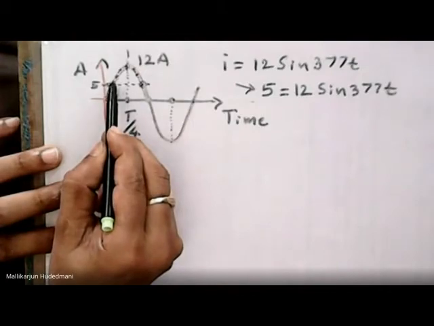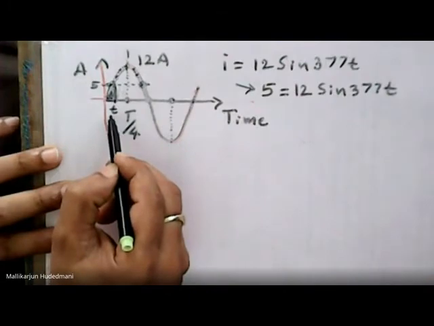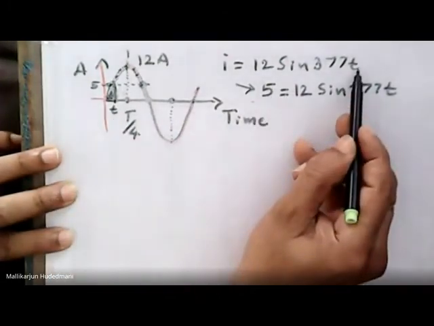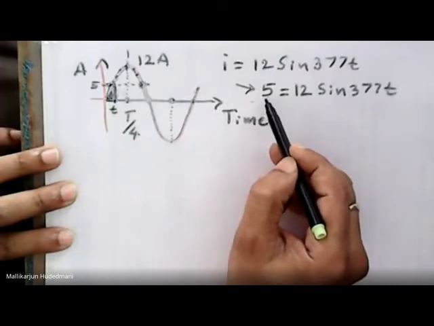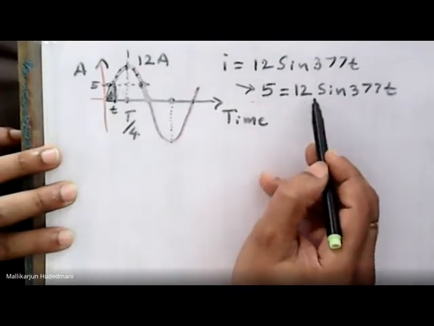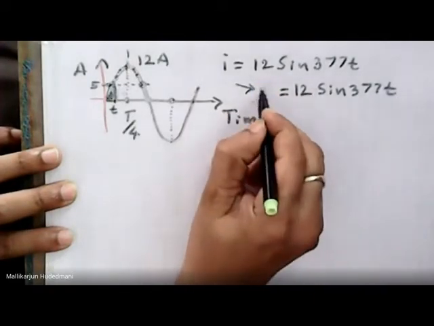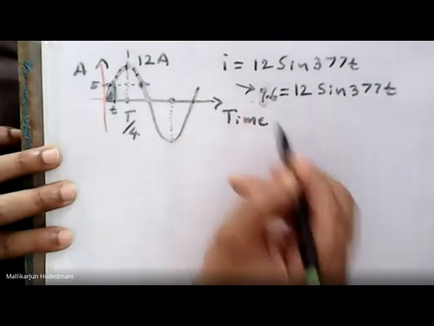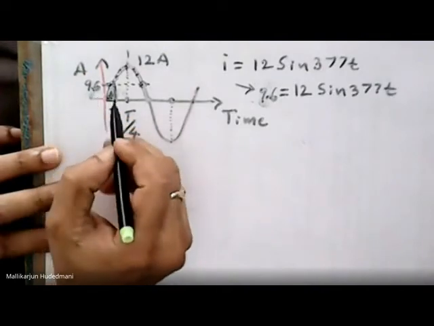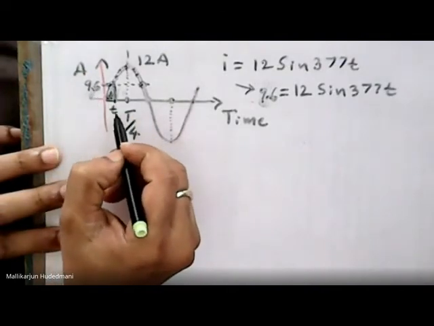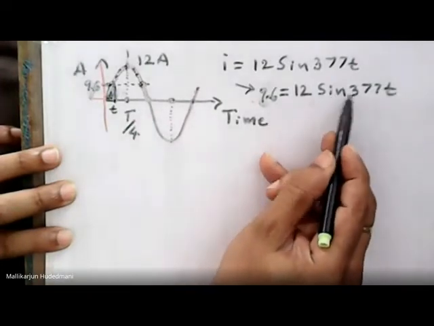When does this represent 5? That is at a certain time t. What is this t I want to calculate? For that, this standard wave of this question has to be compared with the given value. Therefore, if it is 5 ampere, 5 equal to 12 sine 377t. Suppose it is 9.6 in the example. If it is 9.6, then what will I do? I will just write it as 9.6. When is that 9.6 available? Let's say it is available at t. Then 9.6 equal to 12 sine 377t.